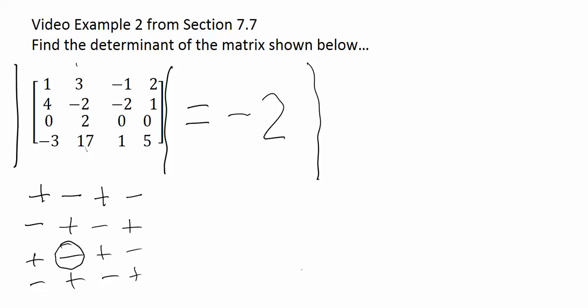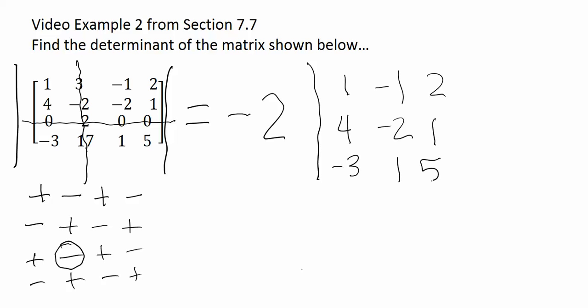To find that 3 by 3, we cross out everything in the column and everything in the row associated with our cofactor, and we write down the remaining 3 by 3, and that gives us 1, 4, minus 3, minus 1, minus 2, 1, 2, 1, 5. And that's the 3 by 3 that we need to find the determinant of. Once we find this result, we have the determinant of our original matrix.